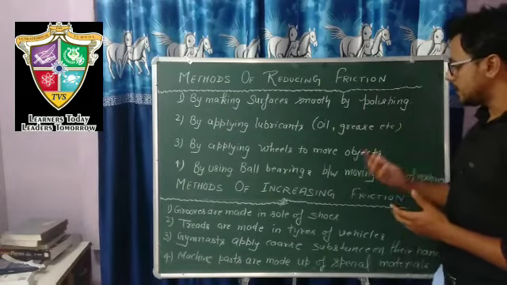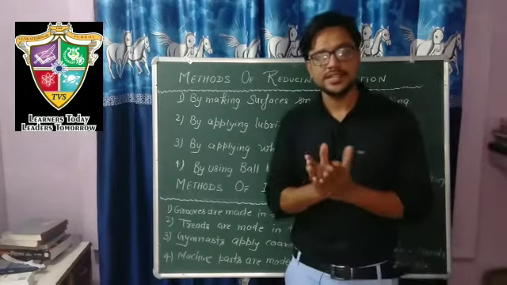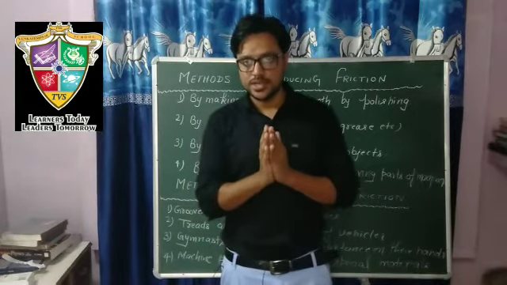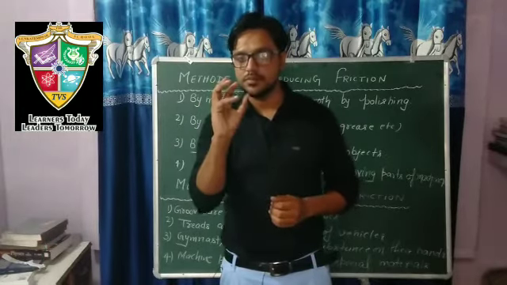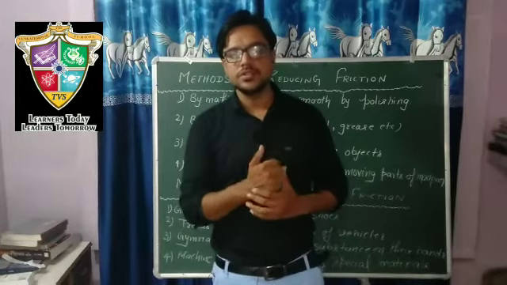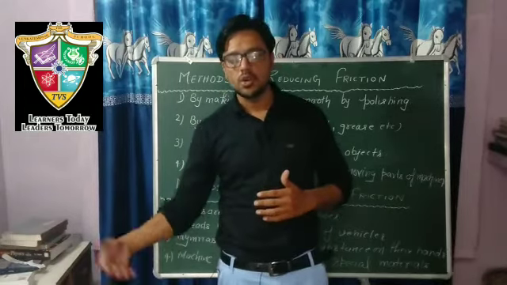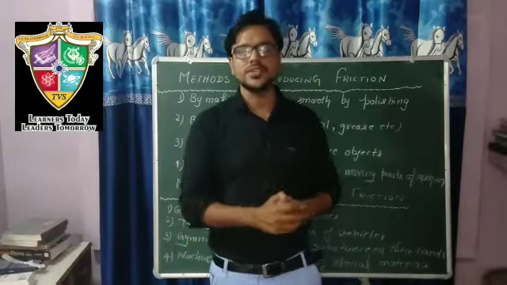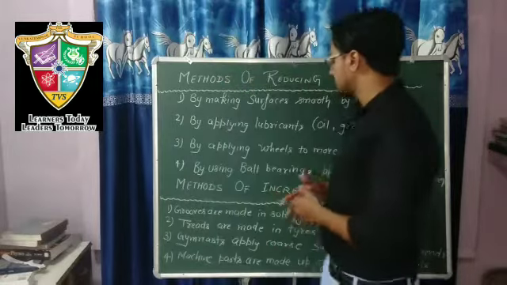Now if we talk about another case, we can apply wheels to the moving object. We have seen that suitcases carrying heavy luggage are fitted with wheels at the bottom so that they can be carried easily. Because if wheels are there, the friction between the luggage and the floor will be rolling friction. We discussed static friction, sliding friction and rolling friction. Rolling friction is the minimum of all types of friction, so it reduces the friction.